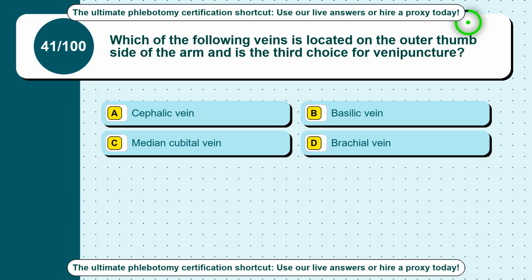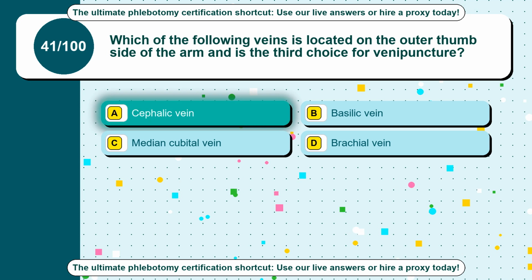Question 41. Which of the following veins is located on the outer thumb side of the arm and is the third choice for venipuncture? Option A, cephalic vein. Option B, basilic vein. Option C, median cubital vein. Option D, brachial vein. The correct answer is option A, cephalic vein.